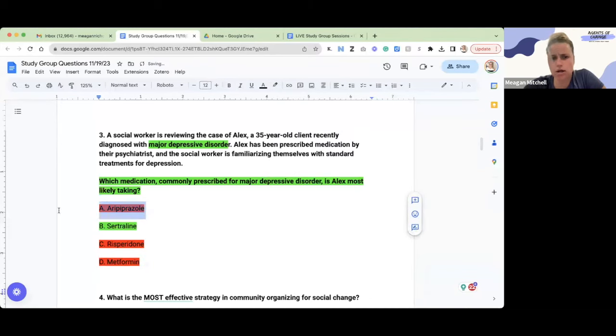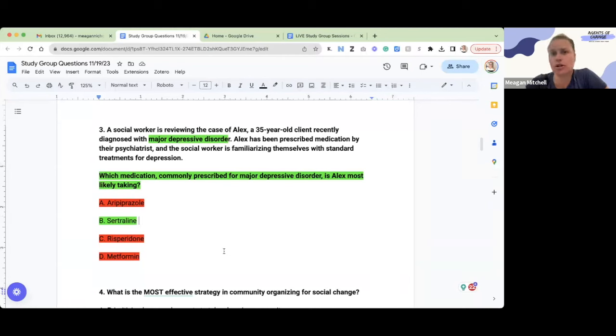And does anyone know what aripiprazole is? It's usually used like Abilify. Yep. And I'm probably not saying these correctly at all. Medications are so hard for me to pronounce, but even here, knowing just those memory tricks, you can use process of elimination to get closer. We know that for major depressive disorder, SSRIs are going to be the most common medication that's prescribed. Any questions on that one? It's kind of a you know it or you don't.